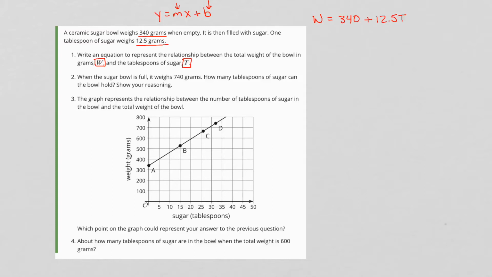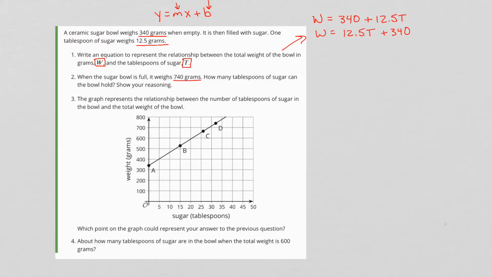The weight of the sugar bowl plus the weight of the tablespoons of sugar. Now I'm going to change it around. I'm going to put the 12.5 first, just because that makes it look more like y equals mx plus b. We have our slope, and then we have our initial value. Okay, that's our equation.